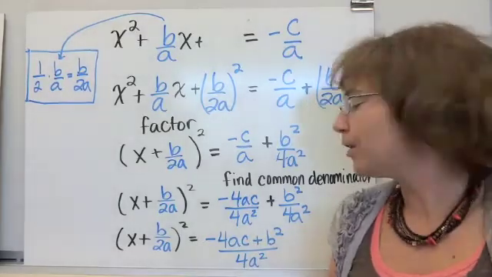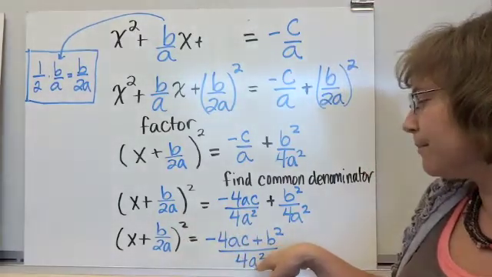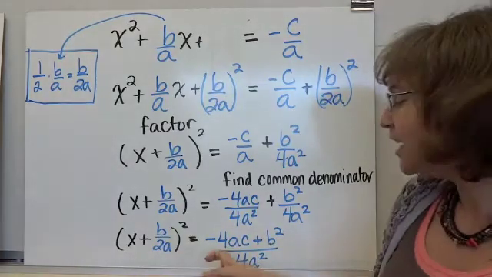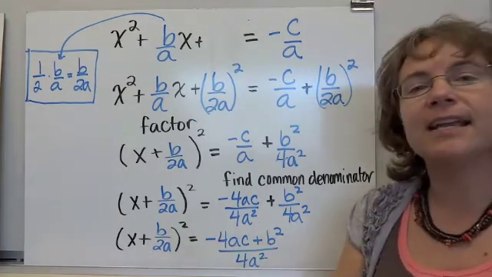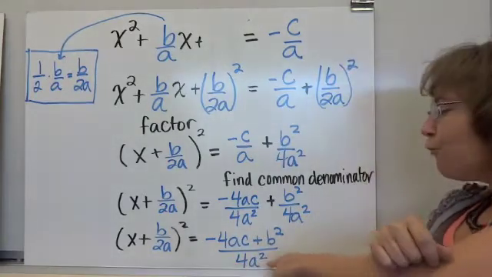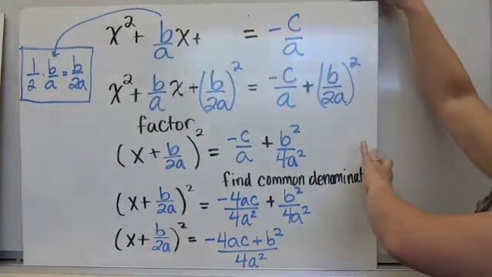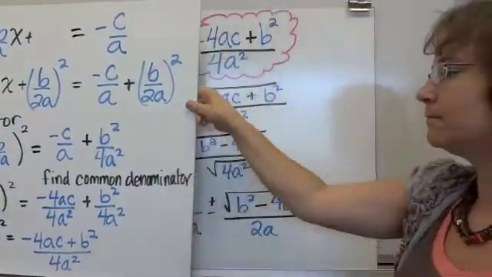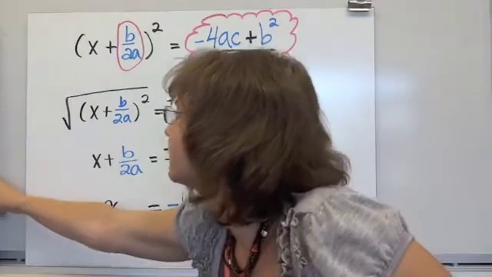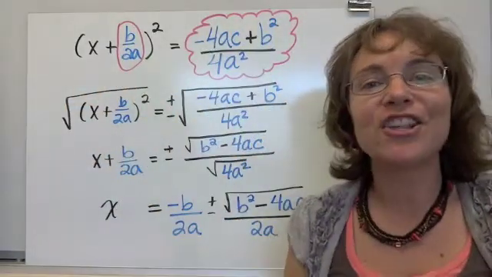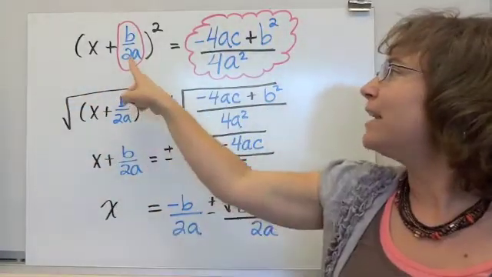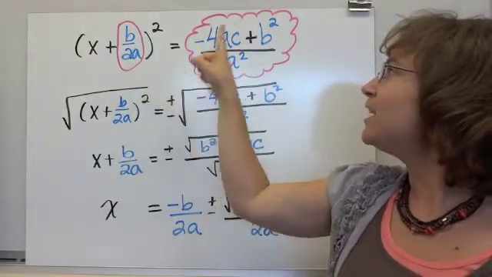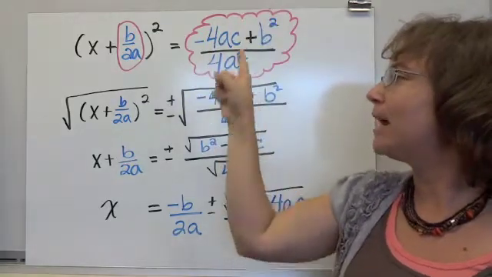When we have a common denominator, we can just write the terms over the common denominator. So this stays the same. X plus b over 2a, squared, is going to give us negative 4ac plus b squared over 4a squared. We're getting closer. So now it looks like our smiley face and flower. This is our smiley face right here, a combination of those, and it's equal to our great big huge flower over here.